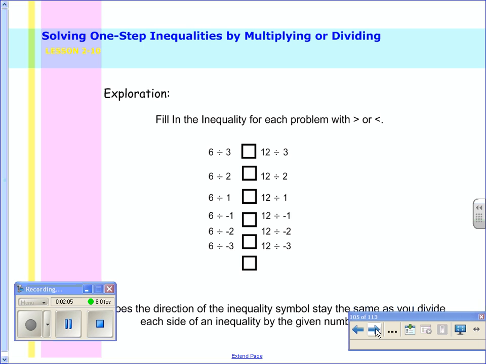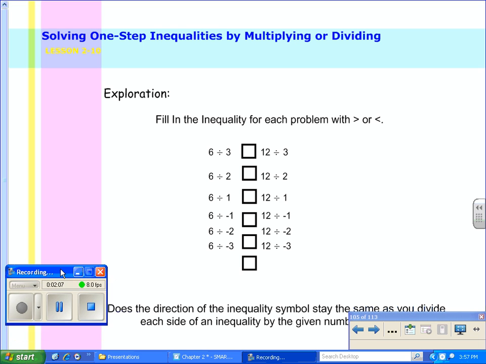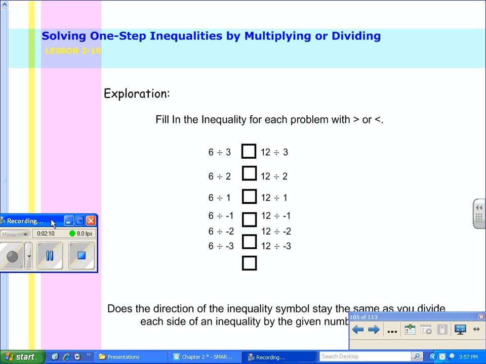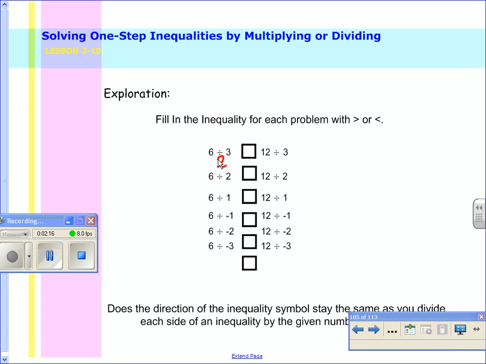But first we have a little bit of an exploration. And they want you to fill in the inequality for each problem. So for example, 6 divided by 3 is 2. Well, 12 divided by 3 is 4. Well, 2 is less than 4. And we're going to continue all the way down as we go through this. We have the number 6, and we're just going down. We start with +3 and go down to -3. And on this side, we have 12, and we go from 3 to -3.